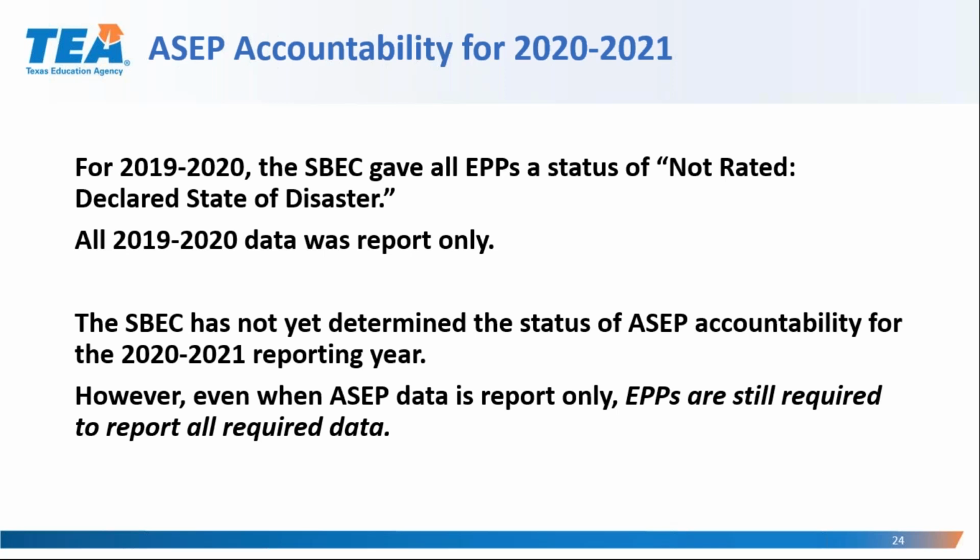Please note, and this is important to remember, all data that is required to be reported each year must be reported and is expected to be accurate even if the year is report only and even if the data is not used to determine EPP accreditation status. Remember, it was noted at the beginning of this presentation that the data you submit is used for a variety of purposes, so it must be complete and accurate to serve those purposes.